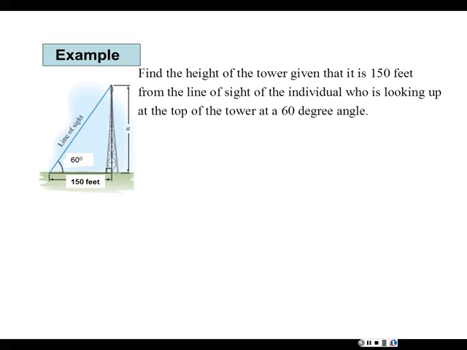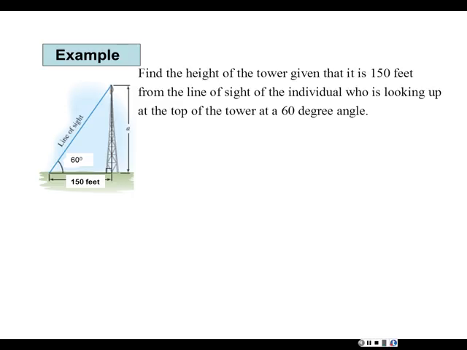Now let's look at the real life problem, and we'll go back to those trigonometric functions for sure once we model the problem using them. Look at this problem here. Find the height of the tower, given that it is 150 feet from the individual, who is looking up at the top of the tower along the line of sight at a 60-degree angle.